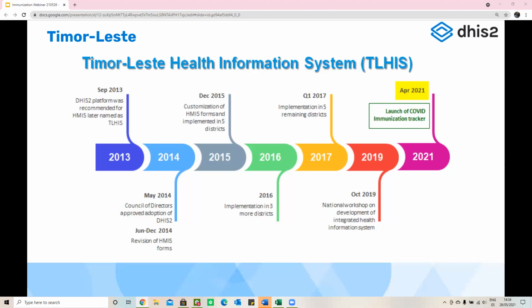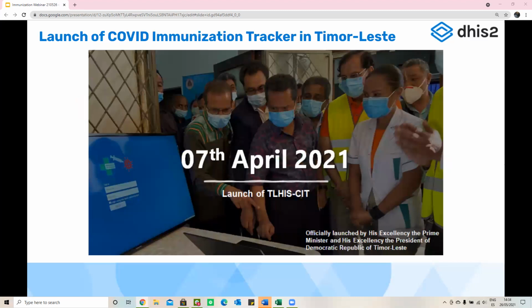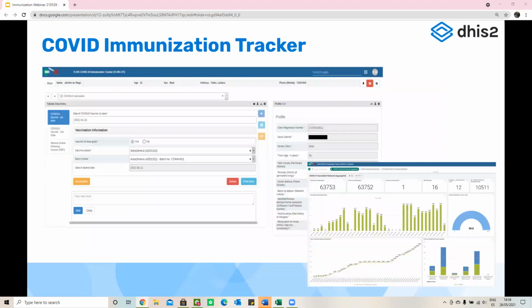Next slide, please. On 7th April, the tracker was officially launched by His Excellency the Prime Minister and His Excellency the President of Timor-Leste. Next slide, please. So these are some screenshots. Maybe we can skip that.